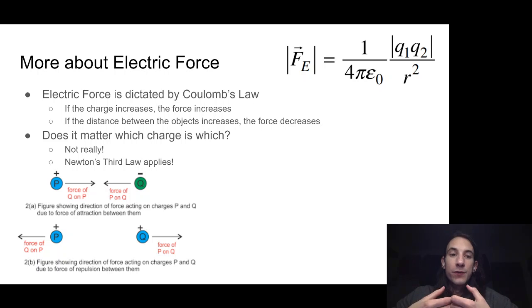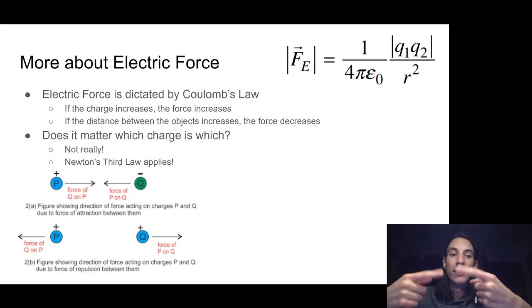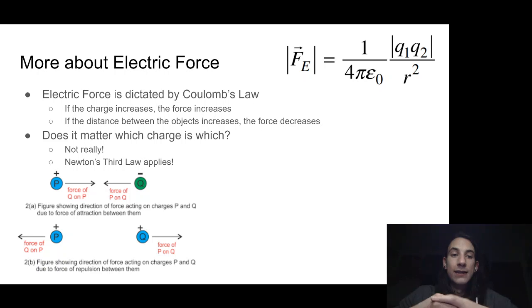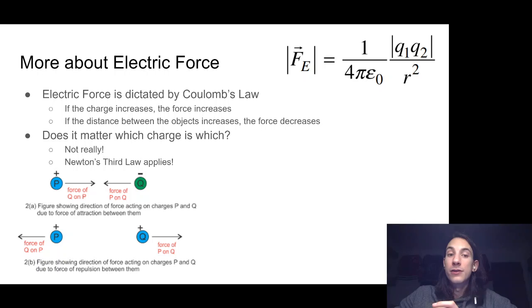And we know because of Newton's third law, we have equal and opposite forces on our different objects. Object P is feeling a force of object Q on object P, and object Q is feeling a force of P on Q. So we have this equal and opposite. They have the same magnitude and they're pointing in opposite directions. In this case, they're both pointing towards each other because they are opposite charges.